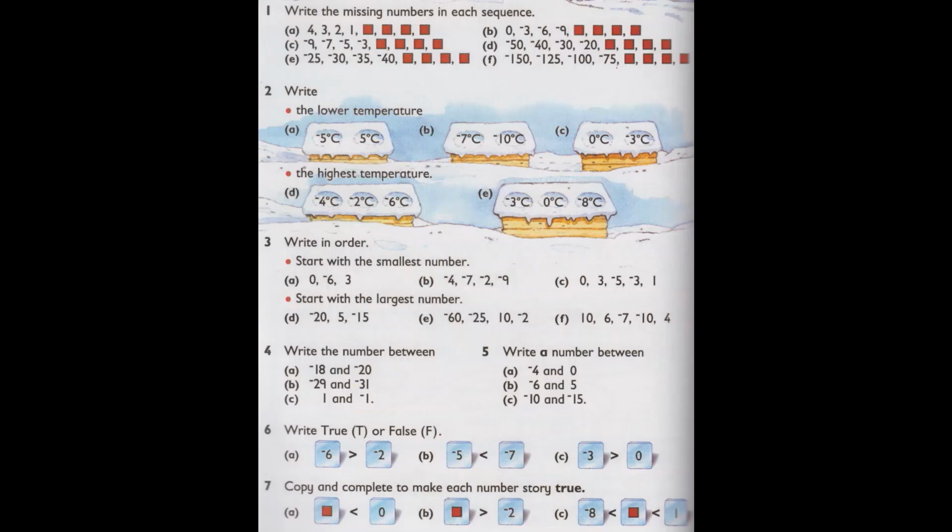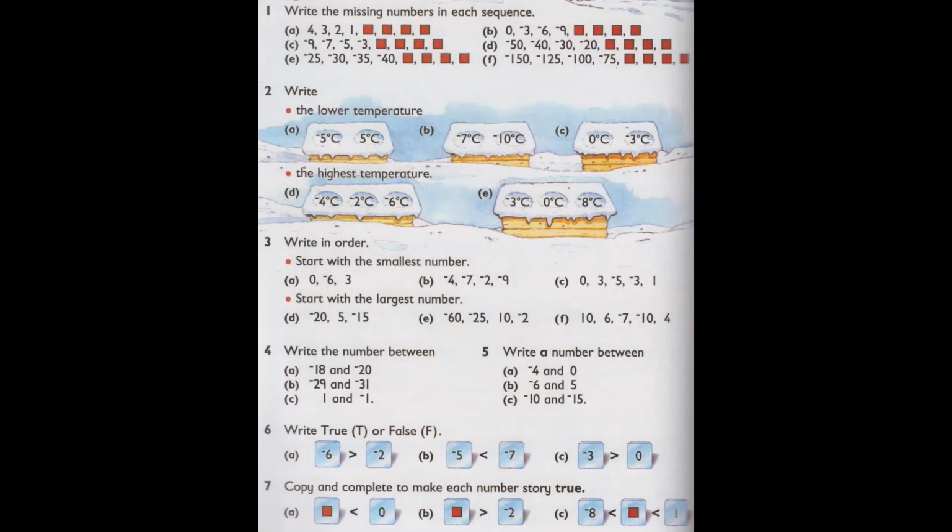For the second part of number 2, it says the highest temperature. So which number is the higher or the warmer temperature? So for example, here, letter D, you have these 3 choices. So you're just going to write which one is the highest temperature or the warmer temperature, which one's the warmest, and just write it down, please.